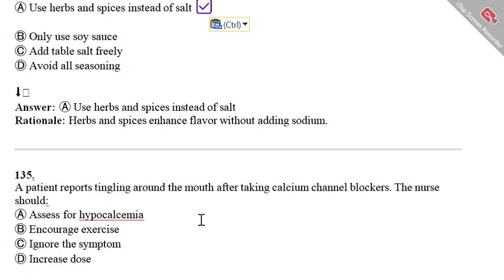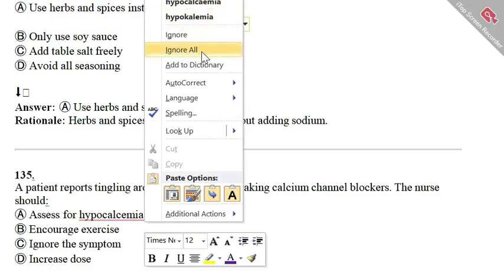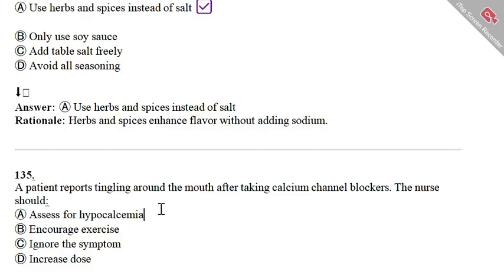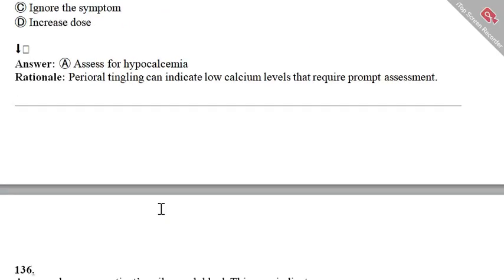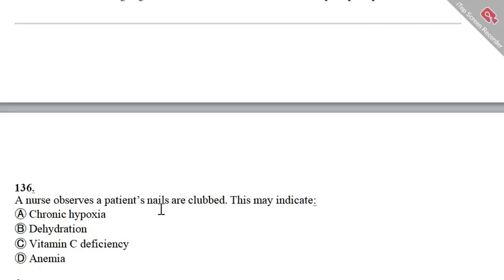Question number 135. A patient reports tingling around the mouth after taking a calcium channel blocker. The nurse should assess for hypocalcemia. Option A is the correct option. Let's move to question number 136.